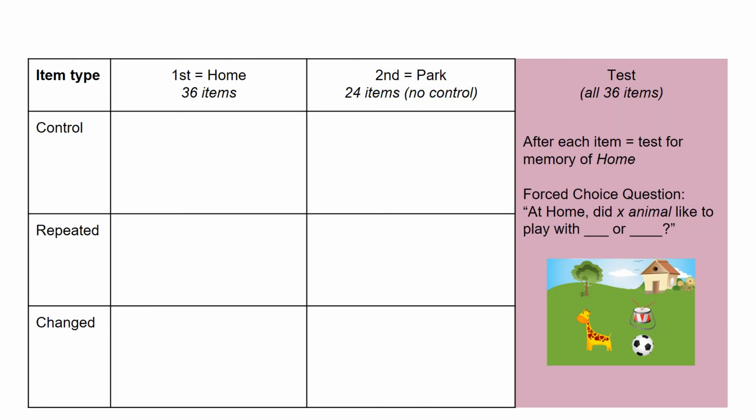Participants were also tested on their recognition for all 36 original pairs. In the following example, the child would be asked, at home, did the giraffe like to play with the drums or the ball?